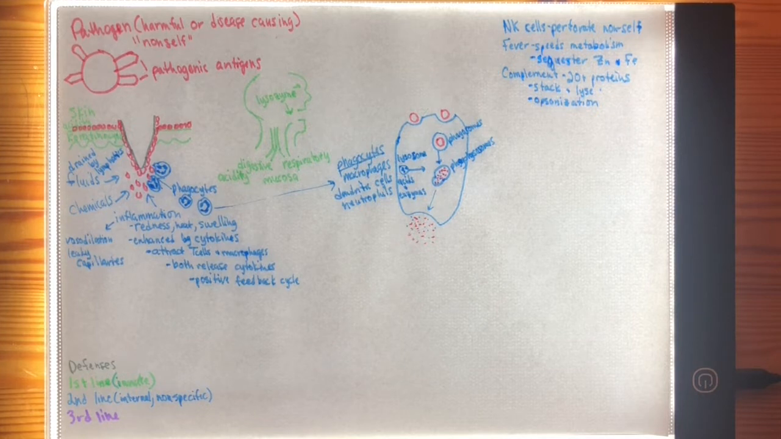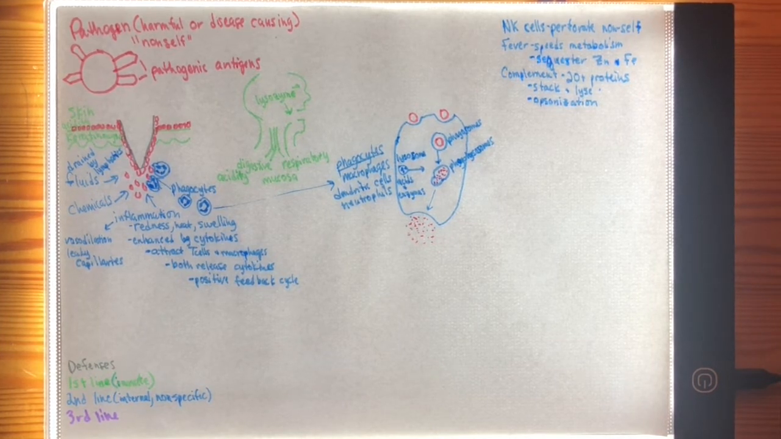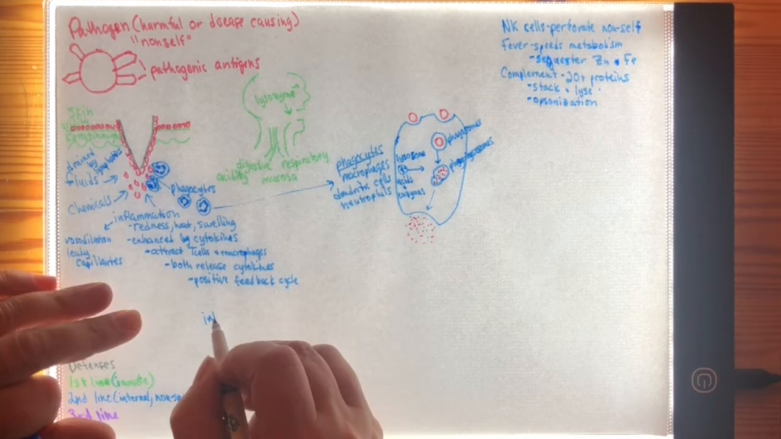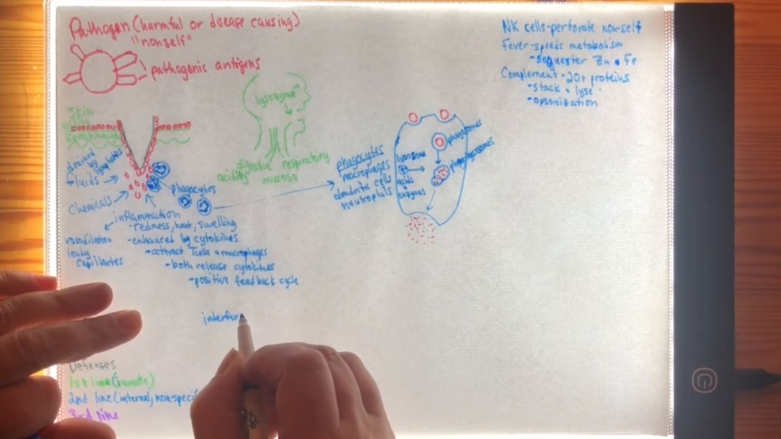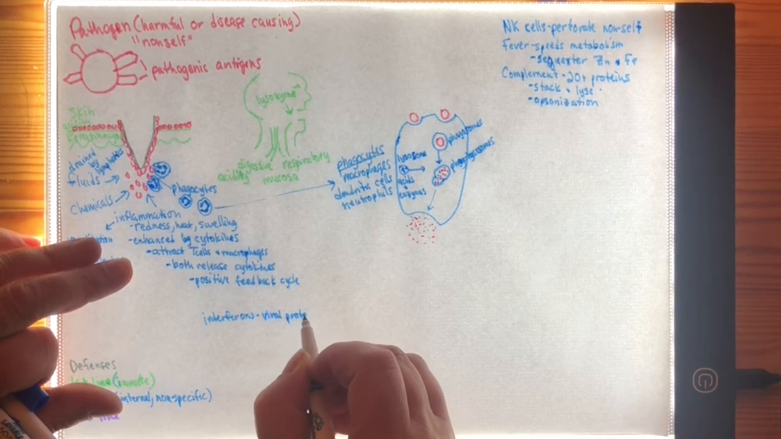So, yes, the second line of defense so far, we've talked about phagocytosis, inflammation, natural killer cells, fever, and complement. And then the last thing we're going to be discussing today in terms of the second line of defense are interferons. So interferons, we're going to do a little sketch for these because it's a little bit more involved.